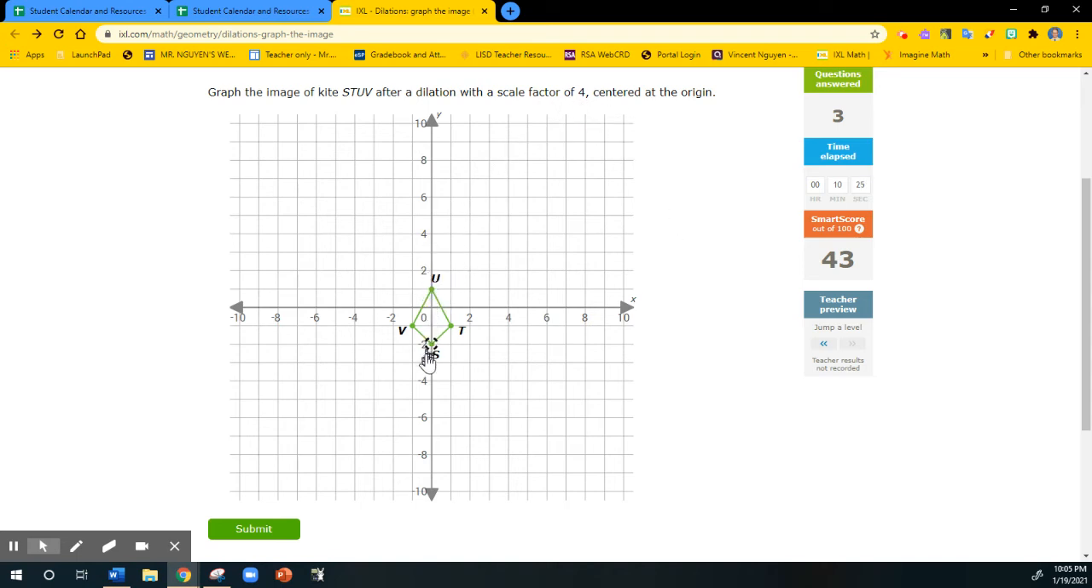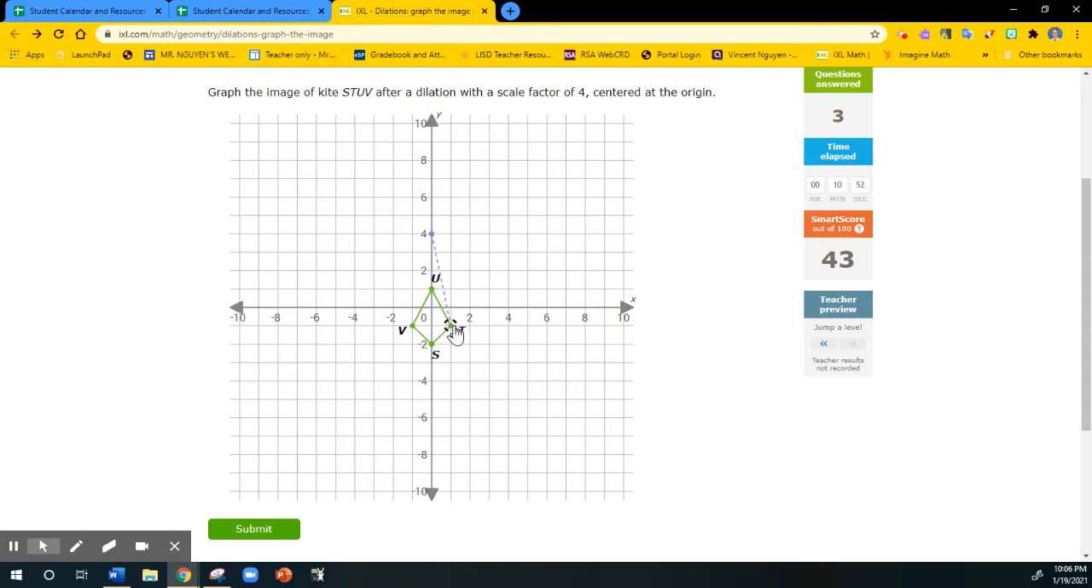So this one's the easiest to do because it stays on the 0 x value. So the x will always be 0. So all you have to do is worry about the y values, right? So if you start at 1 and you have a scale factor of 4, then you're going to do 1 times 4, which will give you 4. So that will be the U prime for your image. So let's do T next because I can't do S.